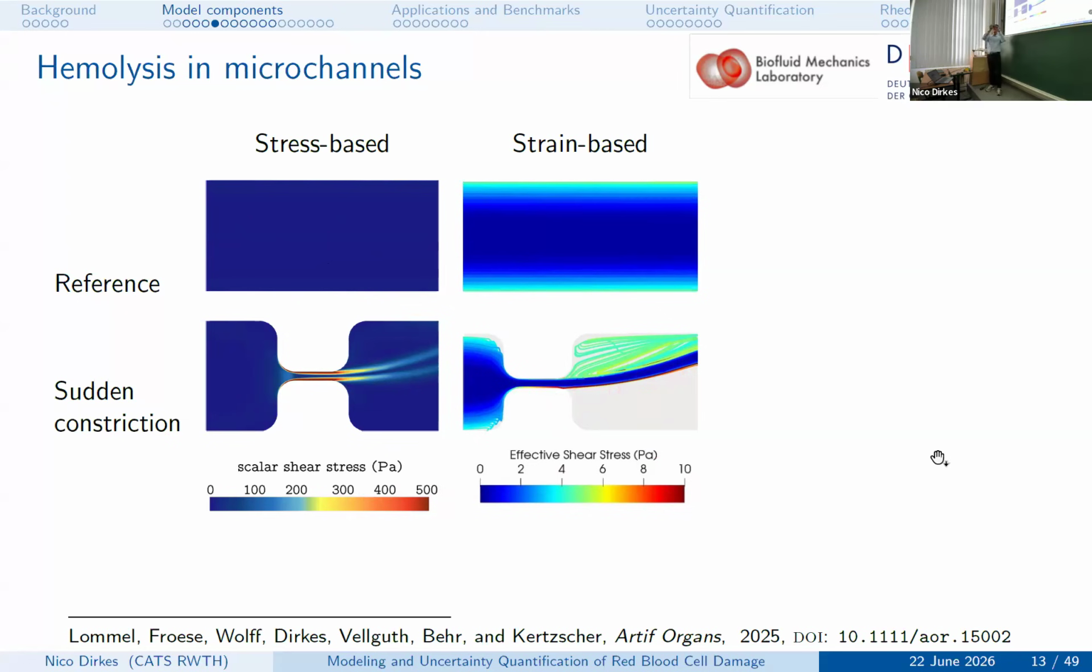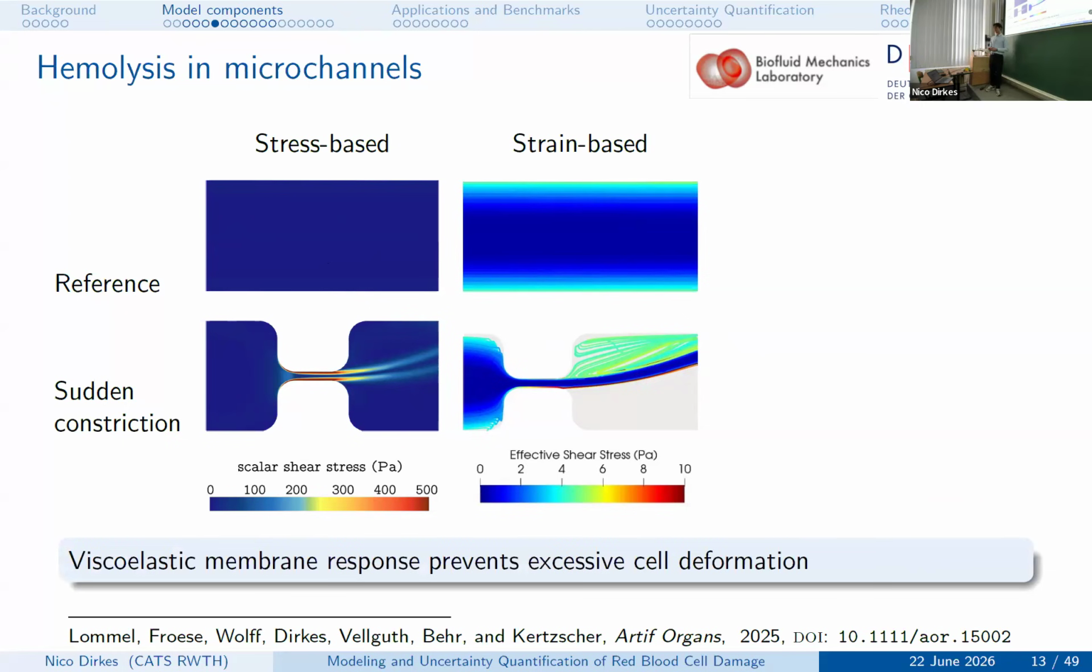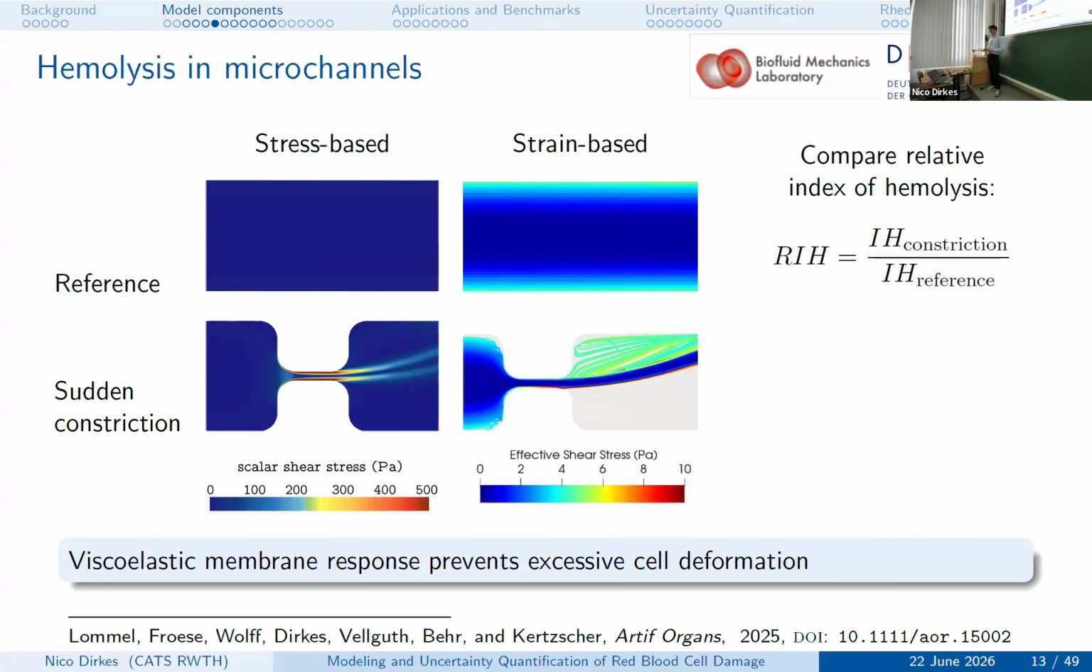The reason is that the cells move through this contraction so quickly that they don't have sufficient time to respond. As I showed you before, this characteristic deformation time for red blood cells is usually on the order of 0.2 seconds. So it takes up to 0.2 seconds to really react to changes in the stress. And the cells move through this constriction within milliseconds. So this is why through this viscoelastic response, you get much lower cell deformation. And actually, these were just the simulations. We did experiments and we compared the relative index of hemolysis: how much more hemolysis occurs in this channel compared to this reference channel.